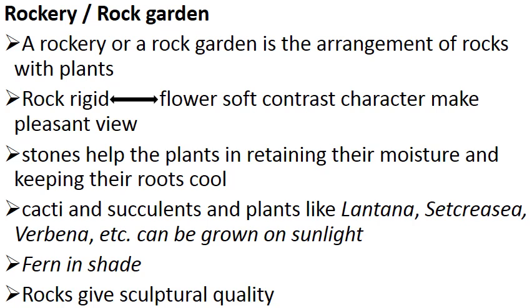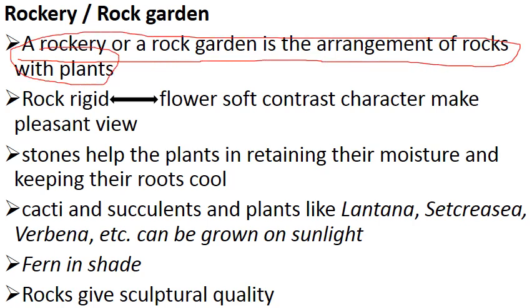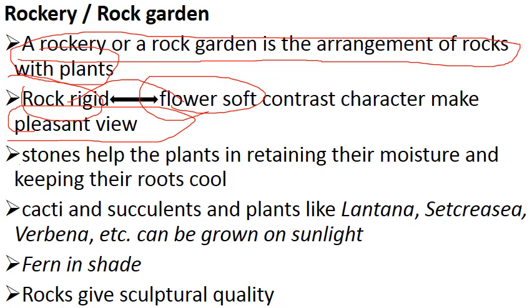Rockery. You just remember rock plus plant is referred to as rockery. A rockery or a rock garden is the arrangement of rocks with plants. Rock is rigid but a flower is soft. So these two are contrasting in character but give a pleasant view. Stones help the plants in retaining their moisture and keeping their roots cool. Stones also help the plant to be strong, with support and balance.